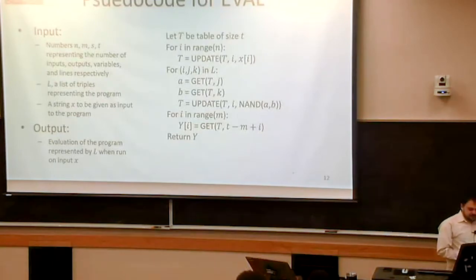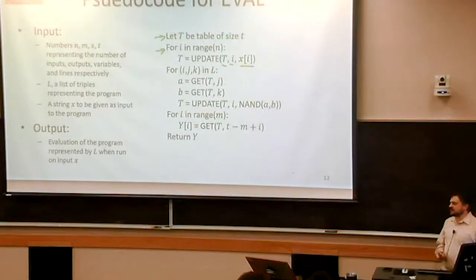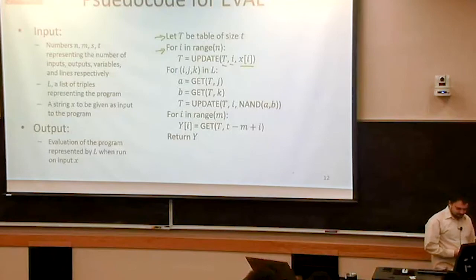We have our table T, and I'm going to let little t be the size of it, whatever that is. So for each of my inputs, for i in range n, I'm going to update my table so that the value at position i is going to be input i, the ith input. Preload the first n values of your table with the input values.